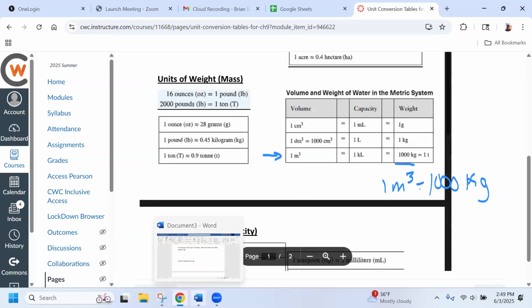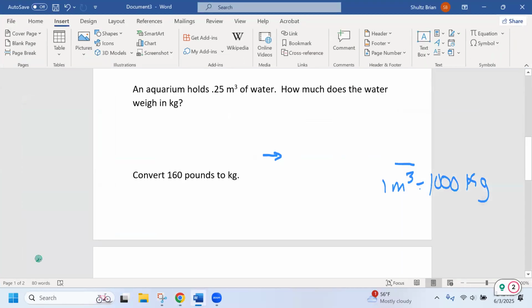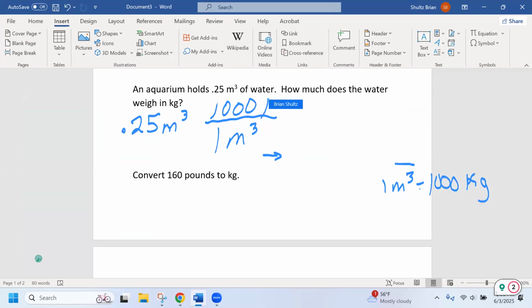So let's look at our problem again. I have 0.25 cubic meters, and I want the cubic meters to cancel off. So I want the 1 cubic meter on the bottom. It equals 1,000 kilograms. Those will cancel. Multiplying by 1,000 moves the decimal 3 places to the right, so it's going to equal 250 kilograms.